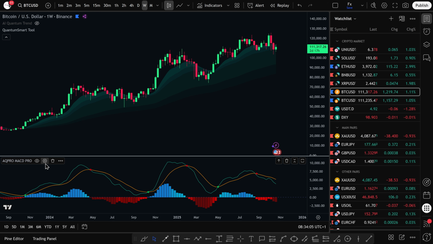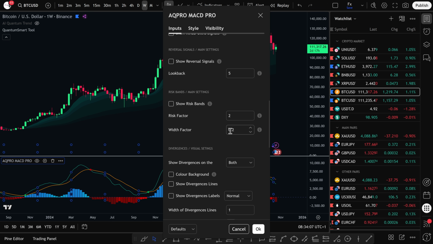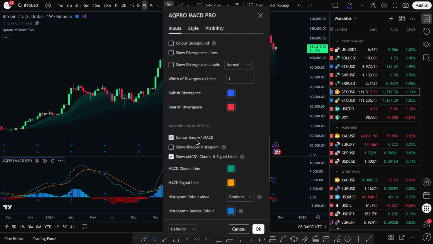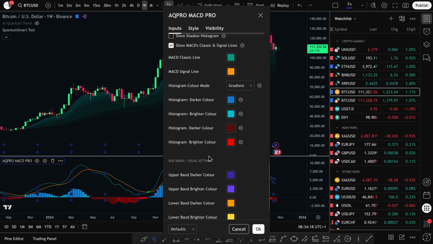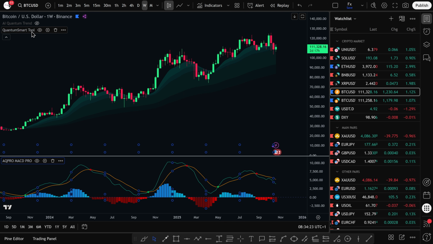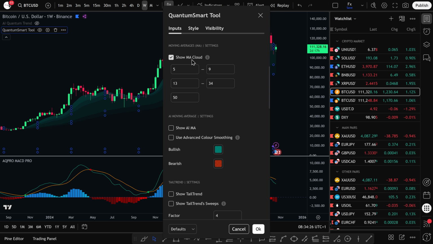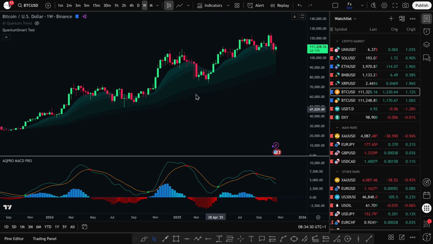Starting with the AQ Pro MACD indicator, in the settings we only enabled two options: the colored MACD settings and the classic plus signal line settings. Those are the only two active parameters on this particular indicator. Next, for the Quantum Smart Tool, we only enabled the Show Moving Average Cloud in its settings. We'll also be adding the third indicator, the AQ Quantum Trend indicator, as we continue with the analysis.